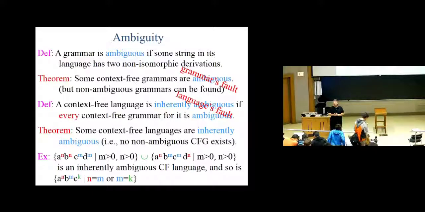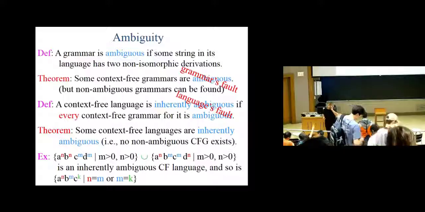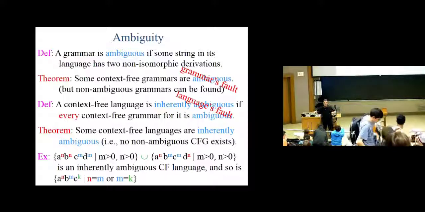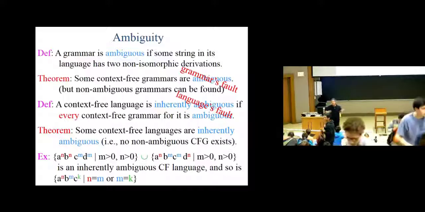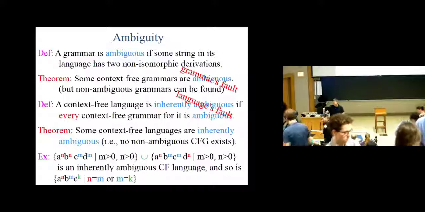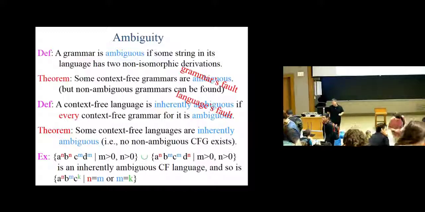All right, any other questions? Yeah. What do you mean by isomorphic? Isomorphic means that two derivation trees have different topology. It means that the derivation is inherently different. It's not the same derivation. Different sequence of deriving, basically.